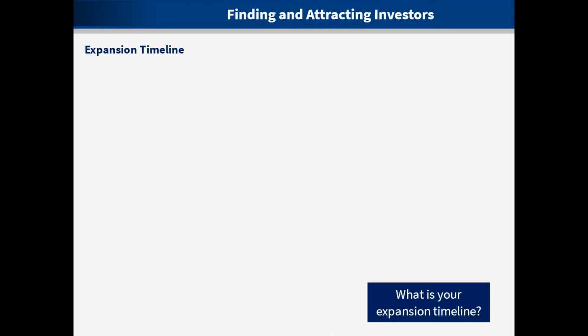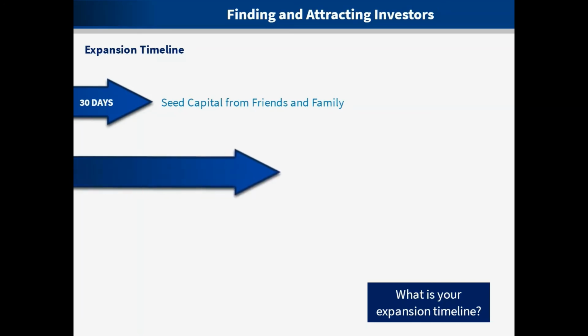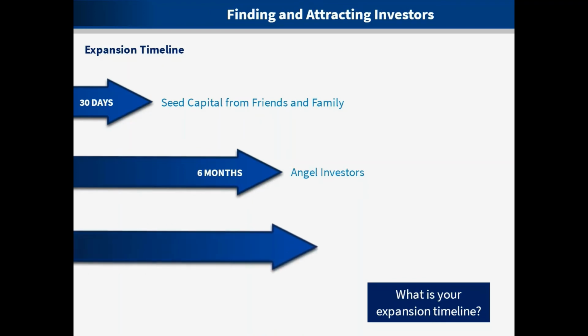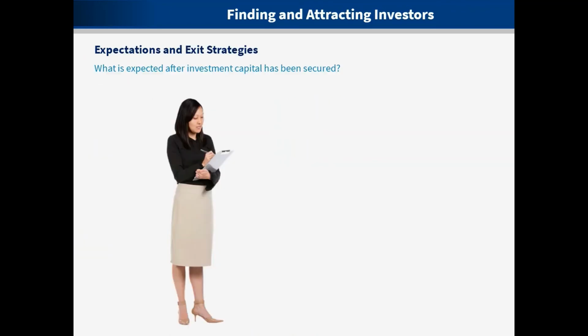Securing investments from friends and family can take up to 30 days. Figure at least 6 months to find and secure capital from angel investors. The process of securing investment capital from a venture capitalist can take up to 8 months. What is your expansion timeline? What is expected after investment capital has been secured?